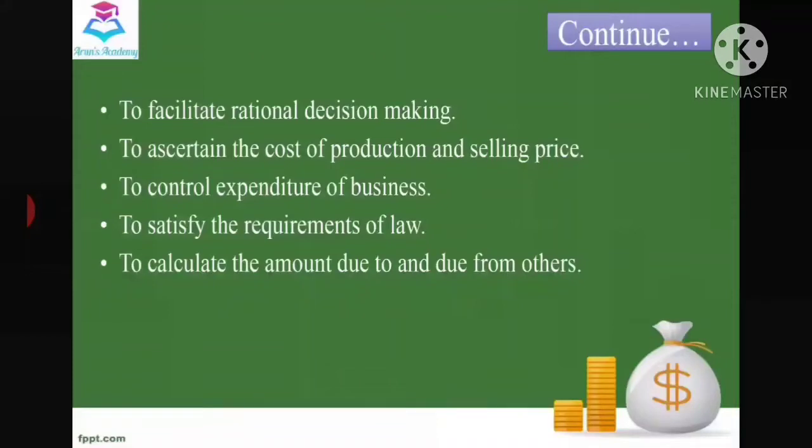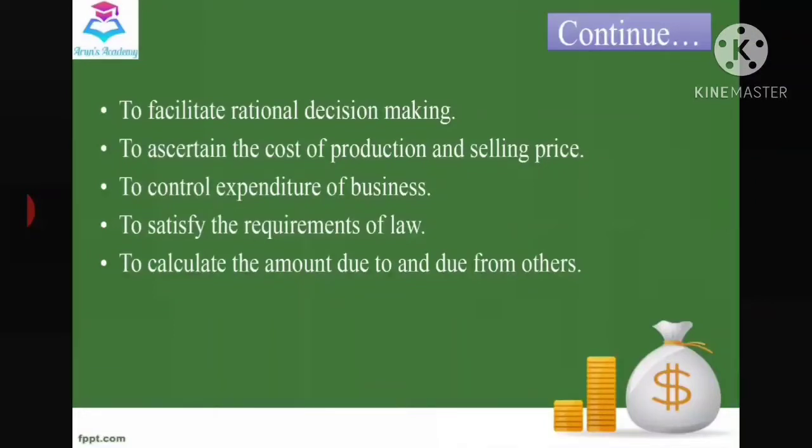The accounting information also gives the information regarding the cost of production, meaning how much cost has occurred for the production of a particular product, and the selling price, and how much profit should be added to the selling price of a product. With the help of these, we can determine how much cost has occurred and what the selling price is. So it is also another objective of accounting.